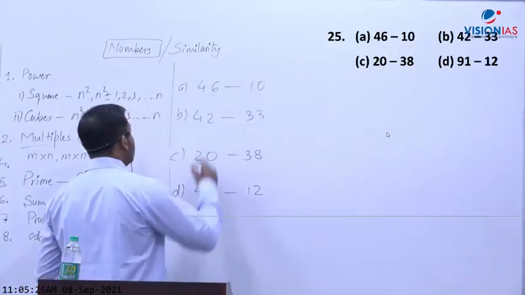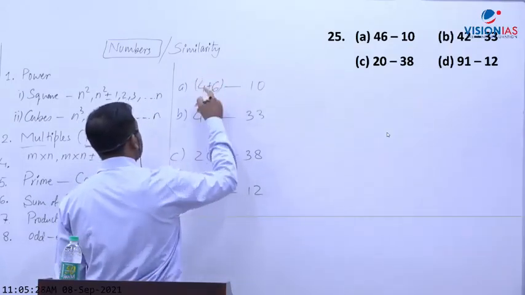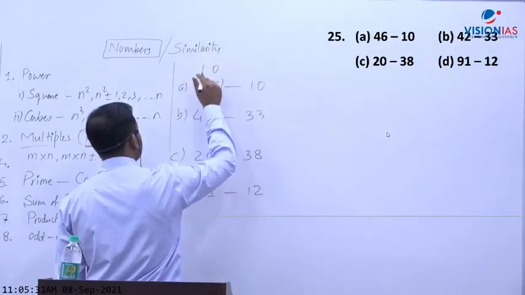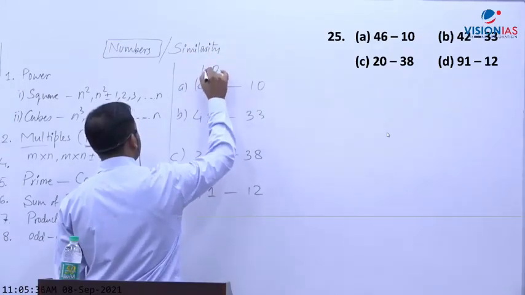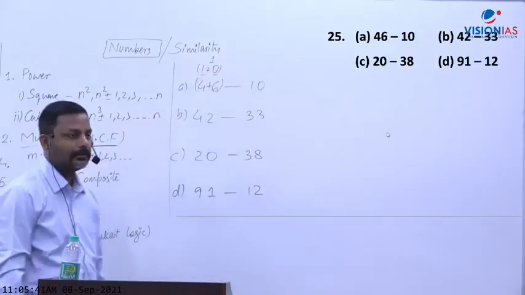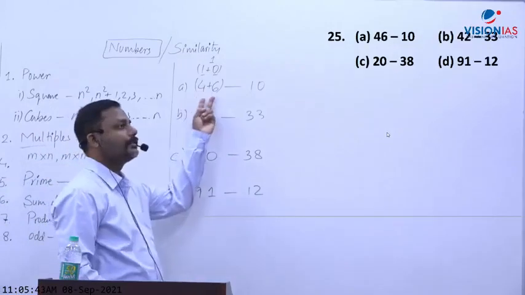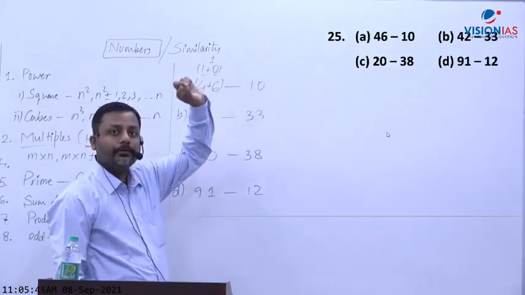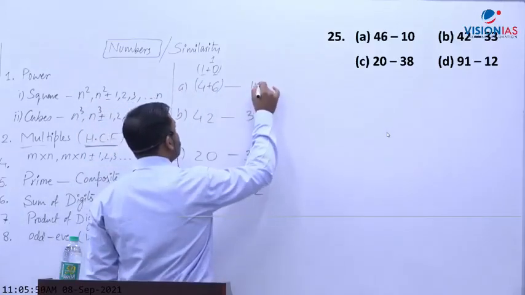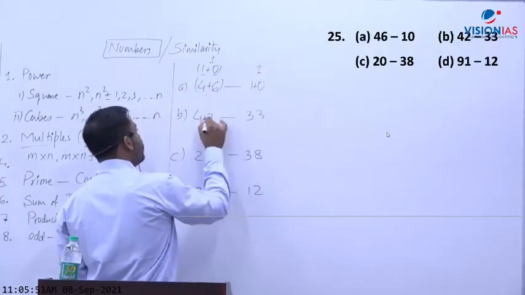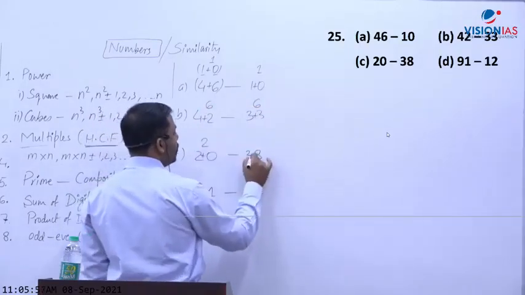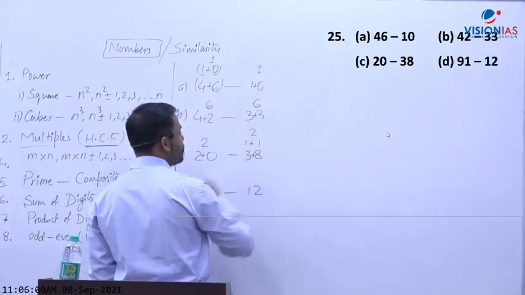If we add the digits of the number, 4 plus 6 is 10. Since we are getting 2 digits again, we will further add them to convert them into a single digit number. So what we are doing? Adding the digits of a number and converting it into a single digit. Next, 1 plus 0 is 1. Here 4 plus 2 is 6 and 3 plus 3 is also 6. 2 plus 0 is 2. Here 8 plus 3 is 11. Now 1 plus 1 is 2.